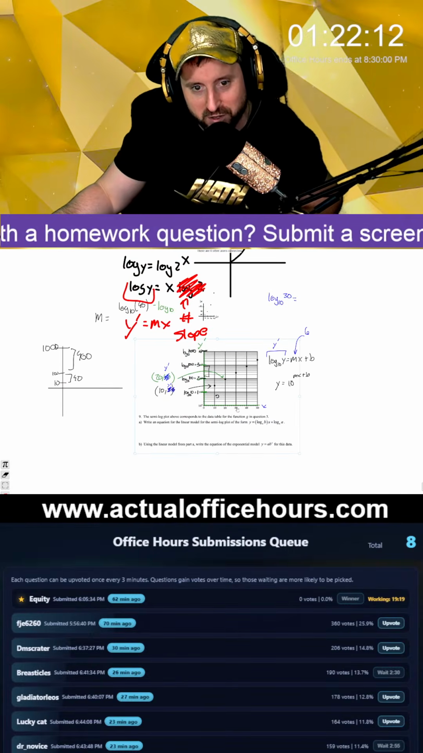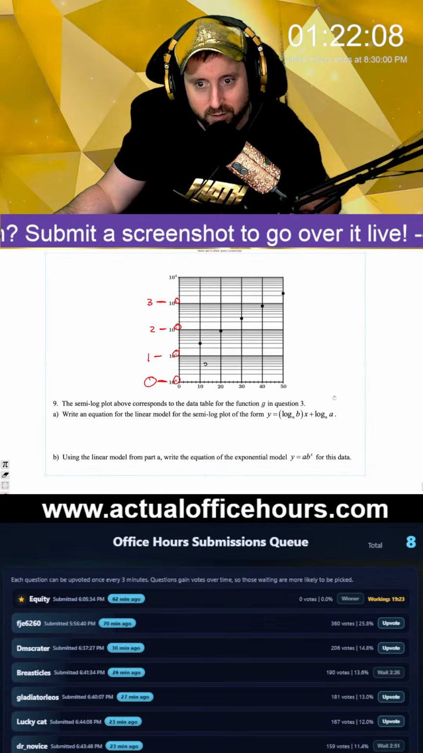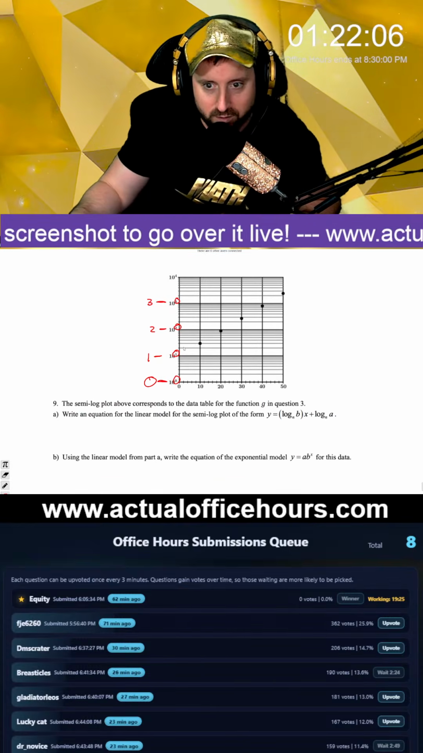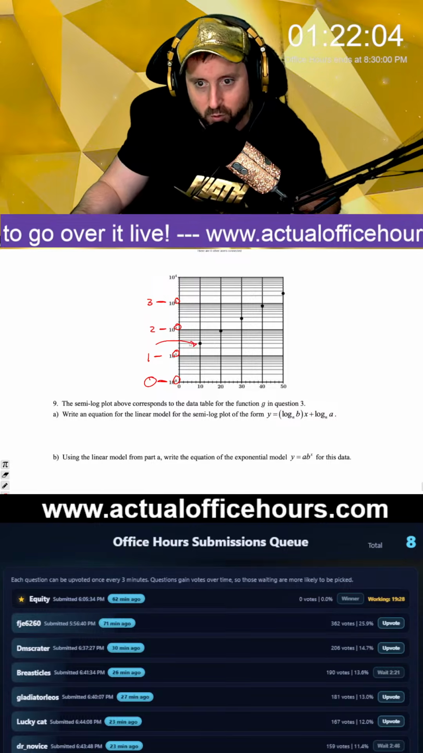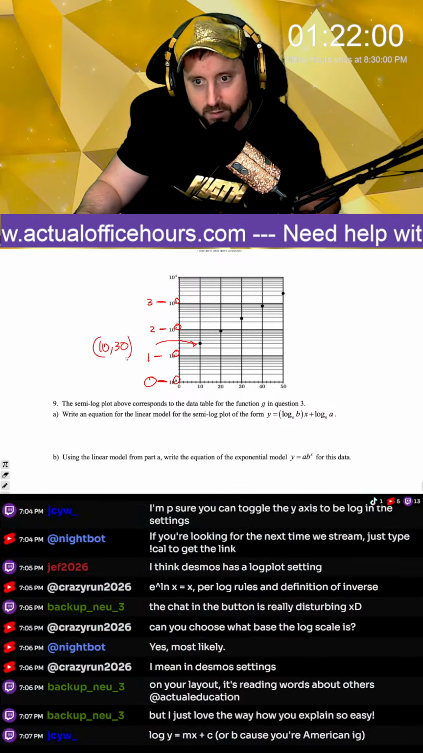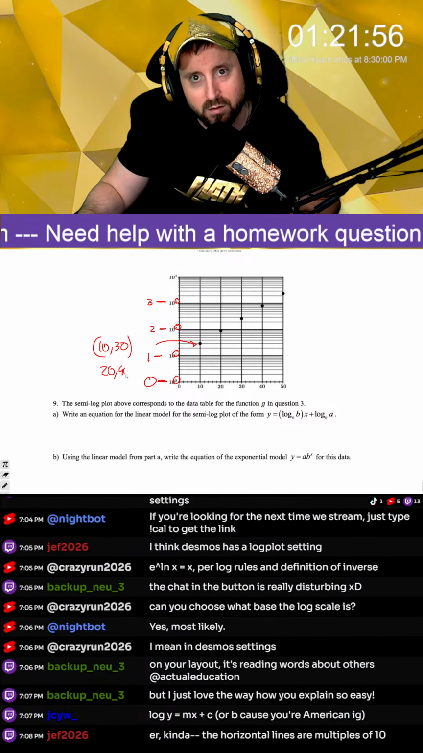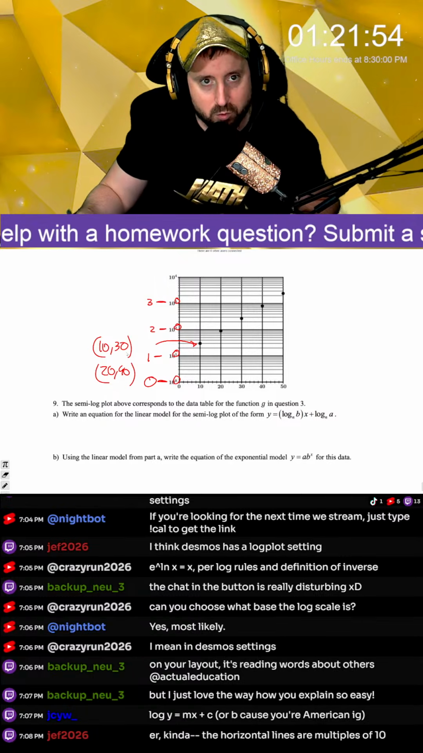Okay, sorry. I made a huge mess of all this stuff here, so let me just do it down here real quick. All right, so we had our points. We have this point, which is 10, 30. I agree with that. And then we have here, which is 20 comma 90. Yes, the horizontal lines are multiples of 10.